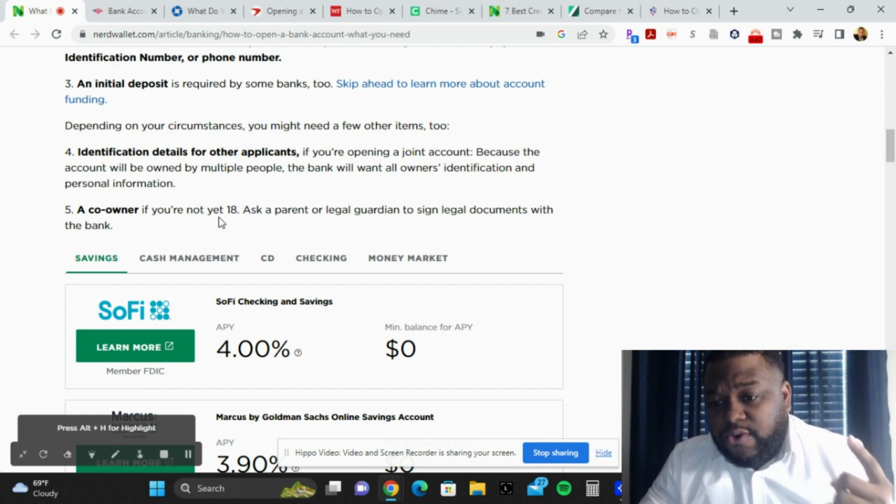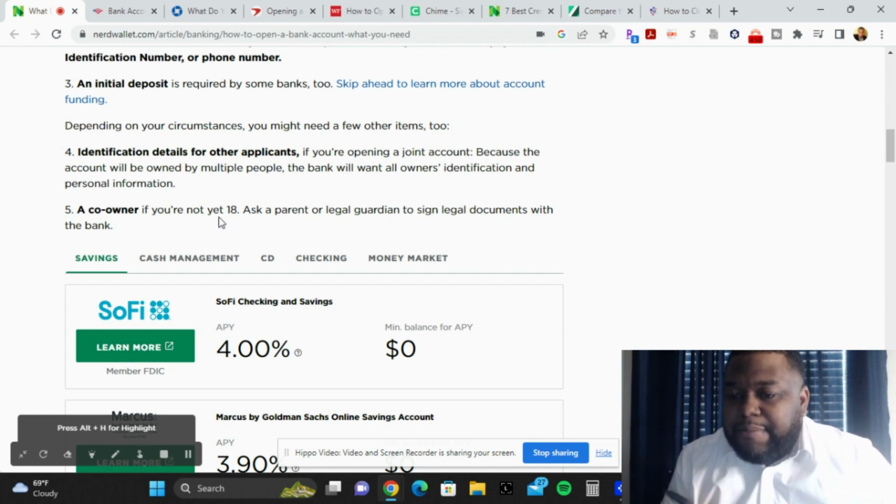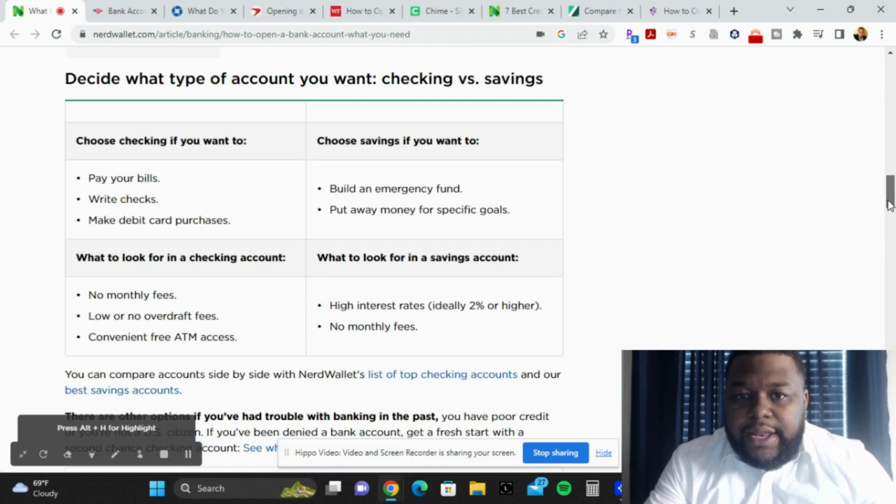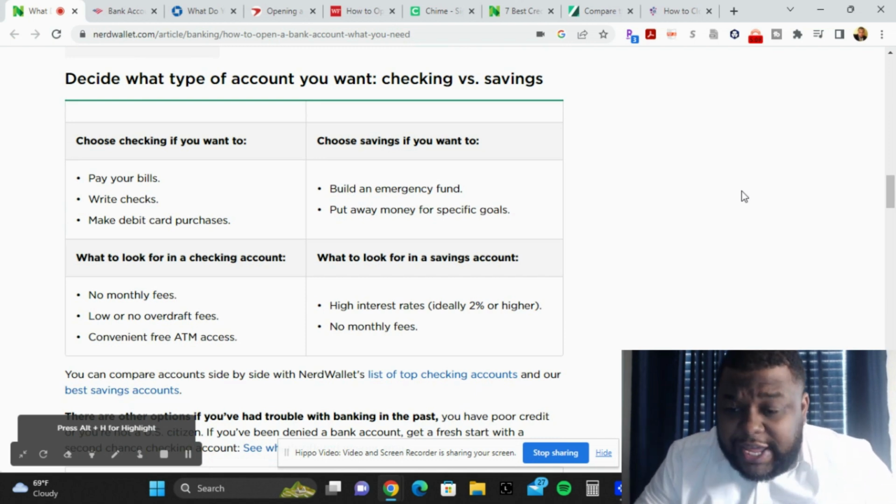Have your driver's license or state ID or passport. Have the fee, which will be about $25 for your initial deposit, and just know your social security number, so that when you have to fill out the application, it's going to ask you your date of birth and your social security number. And then also just know the difference between a checking and a savings.